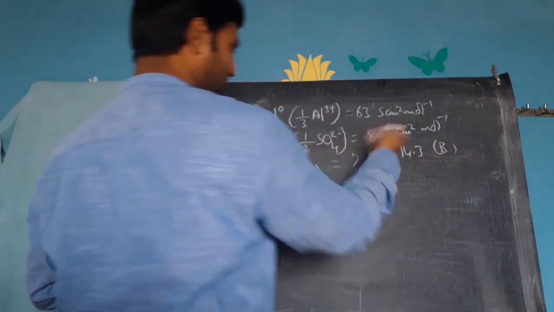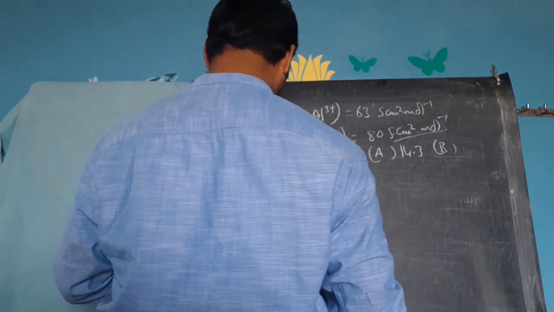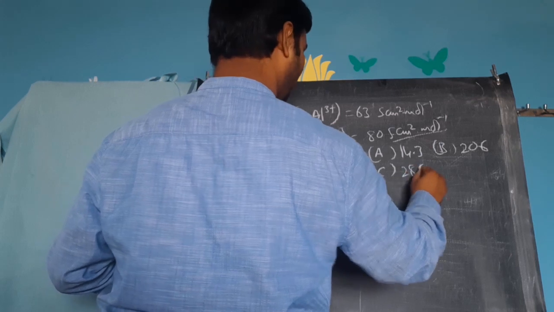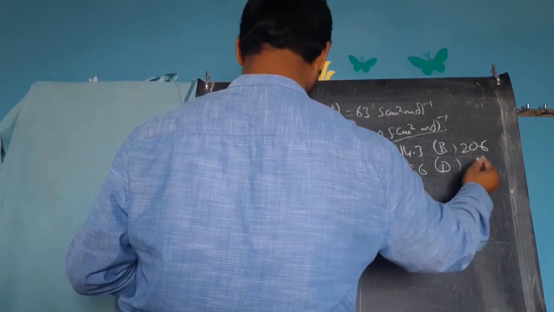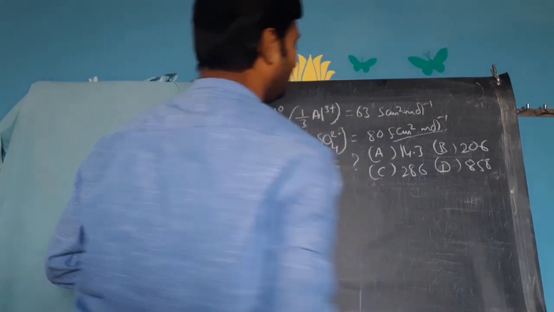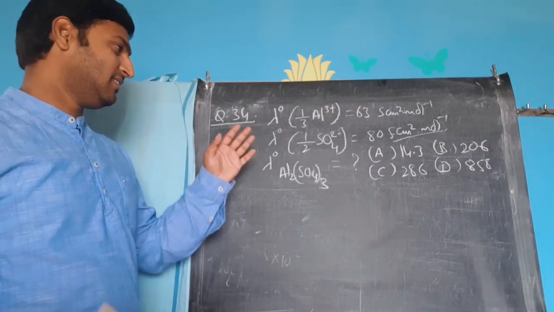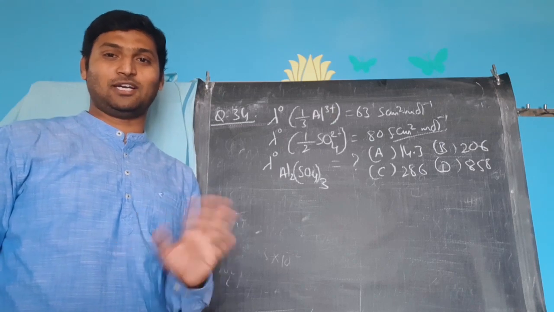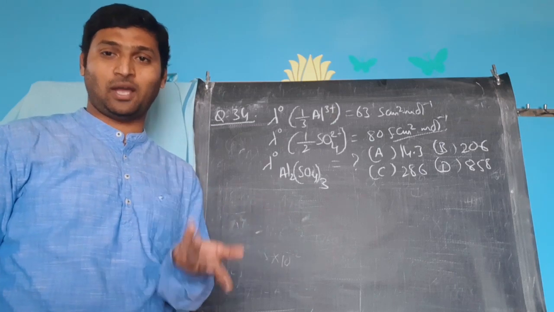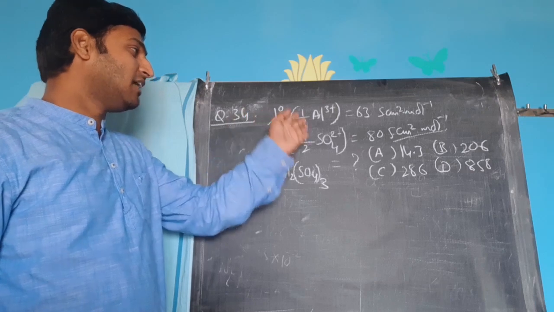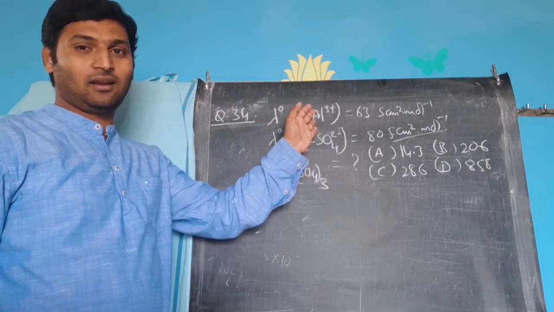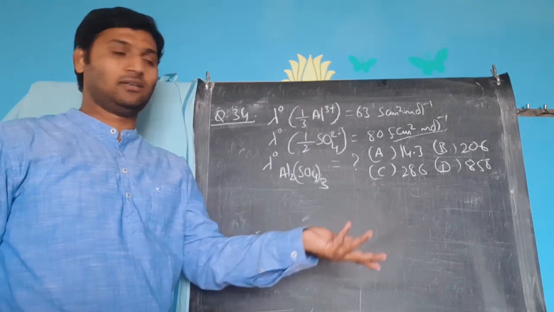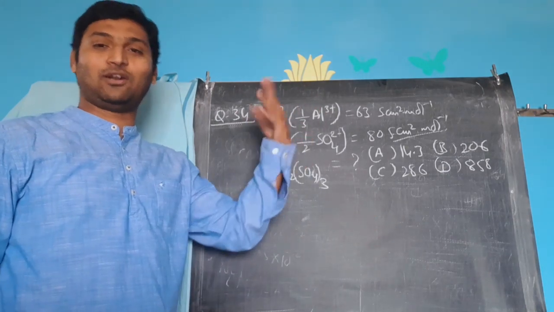14.3, I am not writing the units, they will be the same as this, 14.3, 206, 286 and 858. Now children, this is not more of chemistry, it is more of mathematics, that too additions, subtractions, multiplications, divisions. Why? He could have directly given you lambda naught of aluminum cation. Simply he has given you 1/3 of it, you have to calculate for full of it. He has given you for half of it, you have to calculate for full of it.